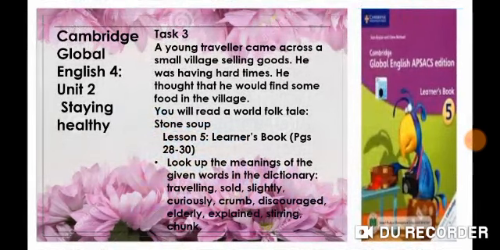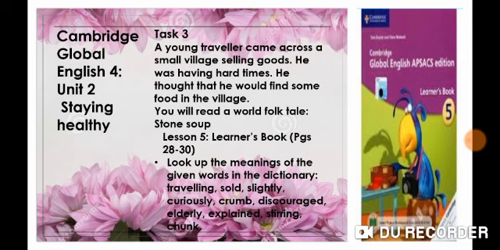Next is a comprehension passage that you have to read. It is on page number 28 to 30 in your textbook. Stone Soup. It is actually a folk tale. Folk tale is a kind of a story that is passed through generations, and so you have to read this and find the meanings of the given words: traveling, sold, slightly, curiously, crumb, discouraged, elderly, explained, stirring, and chunk.